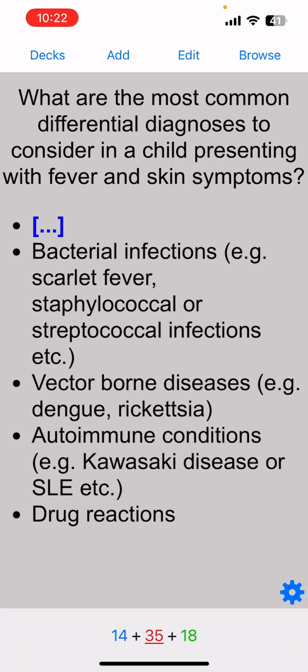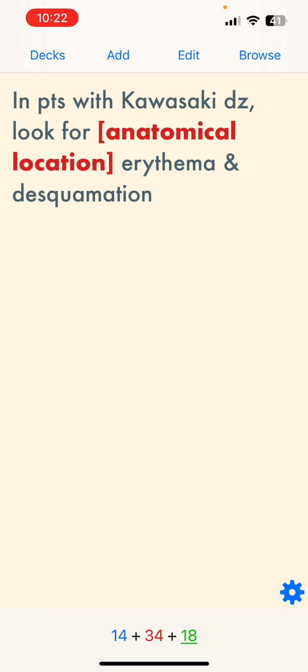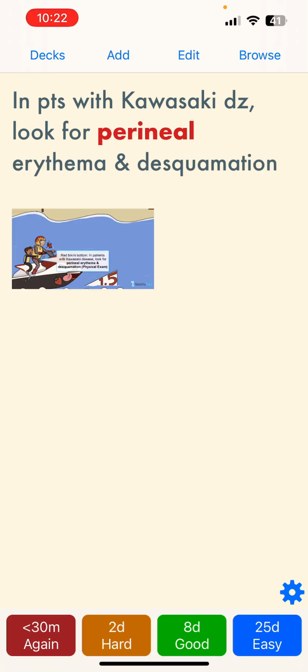What are the most common differential diagnoses to consider in a child presenting with fever and skin symptoms? Fever and skin symptoms. Infective endocarditis. Viral infections such as... I mean... In patients with Kawasaki disease, look for anatomical location, as in the hands, perineal. Why would you look for perineal erythema and desquamation if you think the child has it?